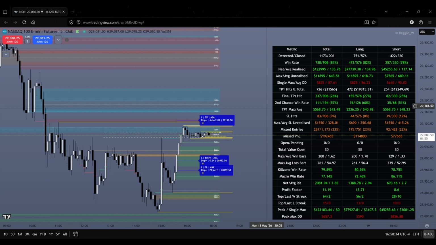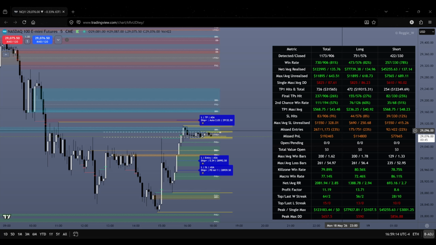Second chance win rate, so that's setups that failed the first attempt but worked on the second, so on a retest. That's quite high, surprising. Right, TP1 max and average, so that's the biggest TP1 hit and the average across all of them. It's not too bad. SL hits, pretty obvious, with the percentage of your closed trades being marked up there. Max average stop loss unrealized. So this is the highest your trade went before your stop loss got tagged. So it's quite an important metric, that one.